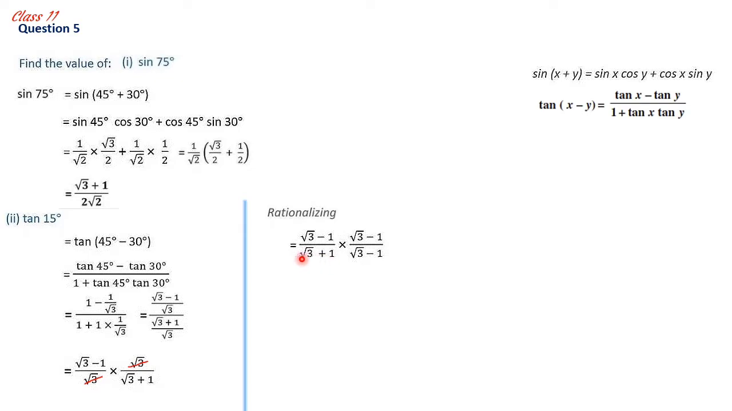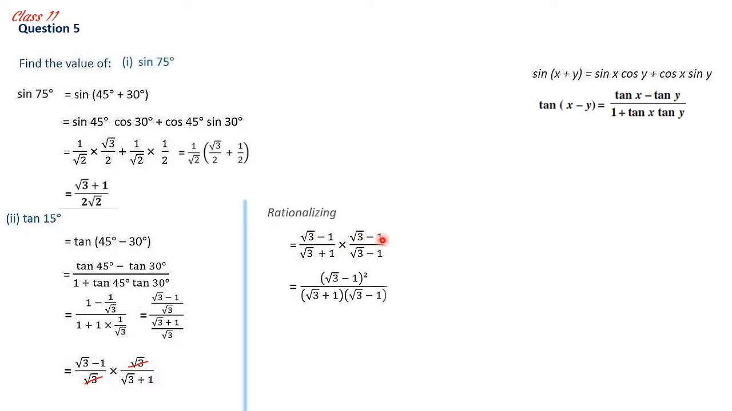But this root 3 plus 1 is an irrational number. Take the conjugate of this one. Conjugate means you just take the opposite sign and multiply in the numerator and denominator. Here root 3 plus 1, the conjugate is root 3 minus 1 with the opposite sign. Multiply it in the numerator and denominator.